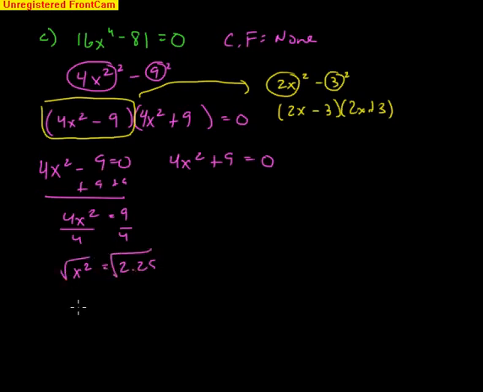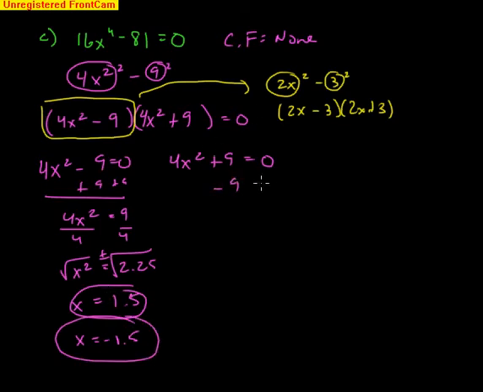And then let's take the square roots. Remember, you get two answers, plus or minus. The square root of 2.25 is 1.5. So you get positive 1.5, and you get negative 1.5. Okay, so there's two of our answers.